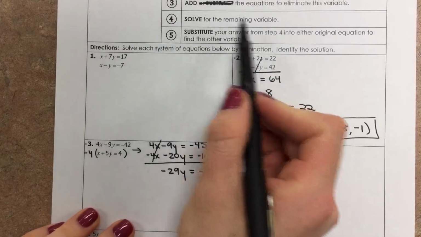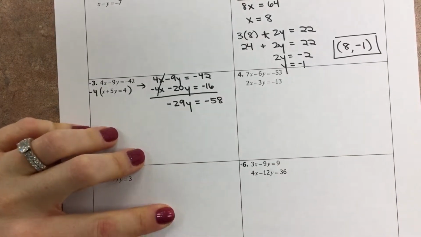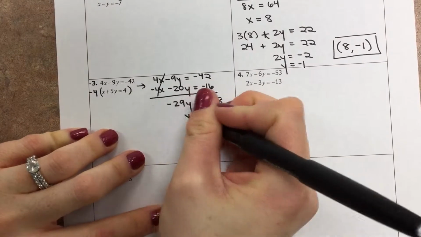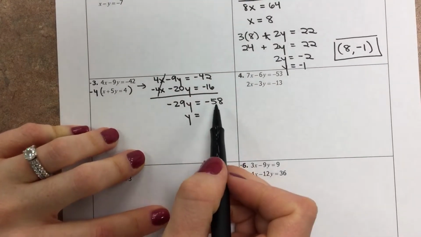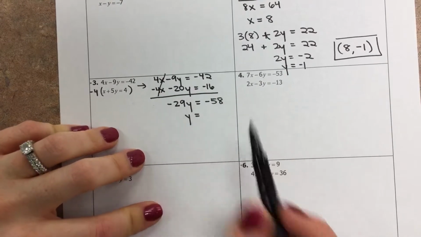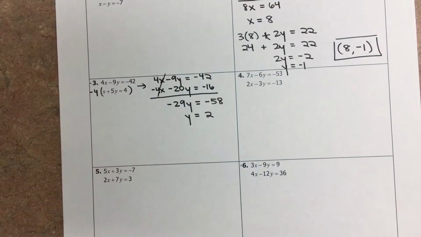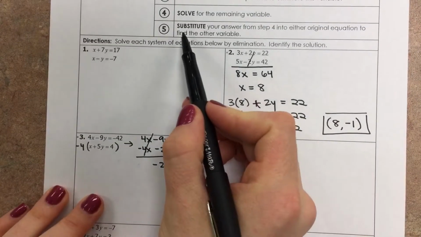Step 4, solve for the remaining variable. So I'm going to solve for y. I'm going to do that by dividing both sides by a negative 29. And then this actually comes out evenly. I don't know how familiar we are with these numbers, but negative 58 divided by negative 29 comes out to be 2, positive 2. So we have y now, and then last step is to substitute that into either equation to find the other variable.